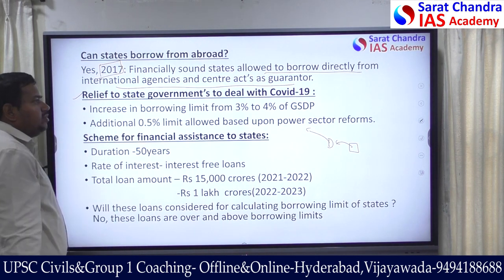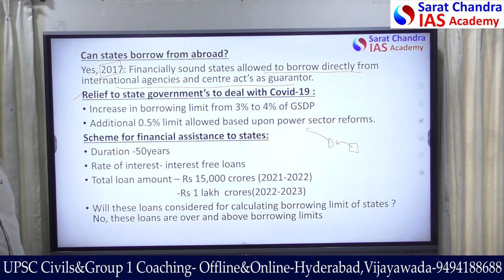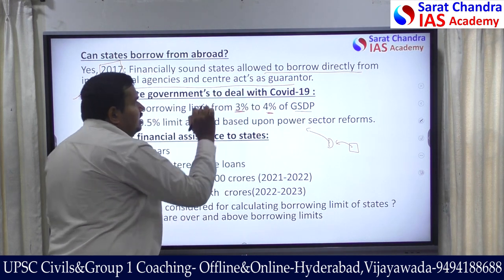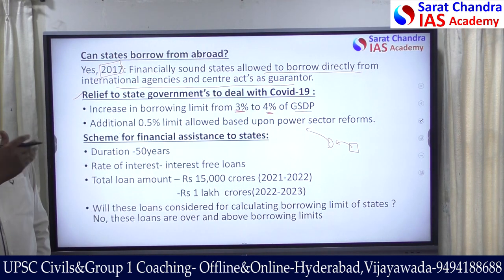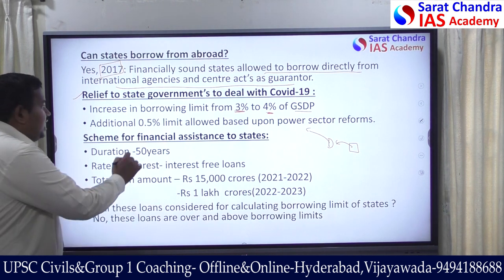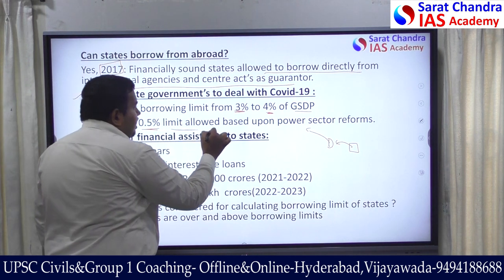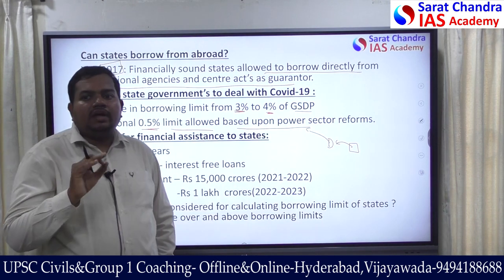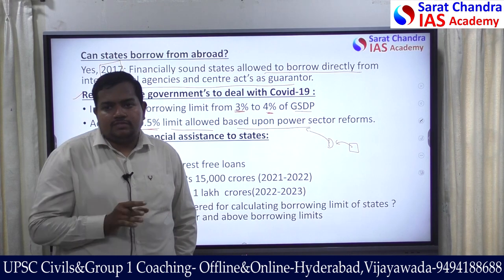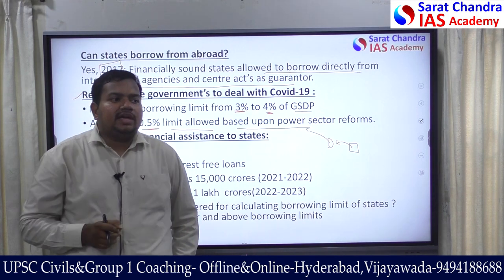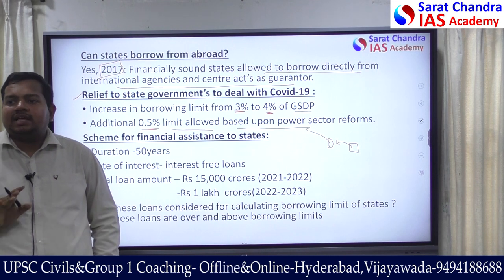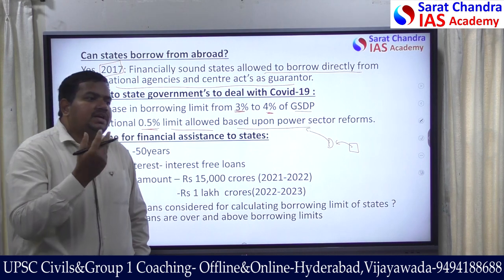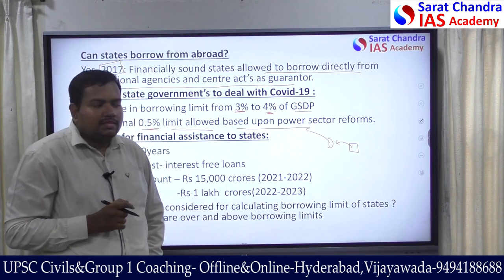Next, relief to the state governments to deal with the COVID-19 situation. The borrowing limit was increased from 3% to 4% of GSDP, that means gross state domestic product. An additional 0.5% limit is allowed based upon power sector reforms. That means if states adopt some power sector reforms, an additional 0.5% limit will be allowed with respect to borrowing. Andhra Pradesh has done power sector reforms, that's why the center has allowed an extra 0.5% limit for AP.